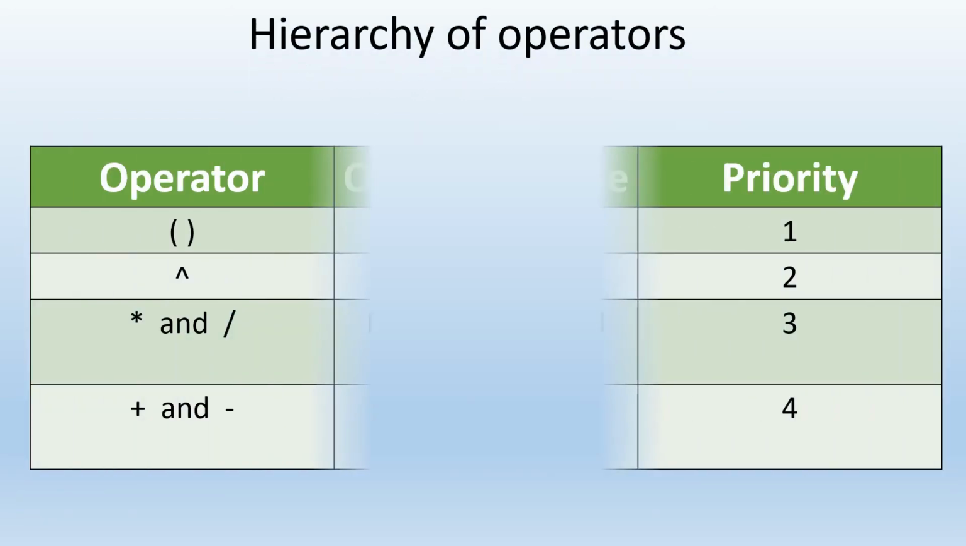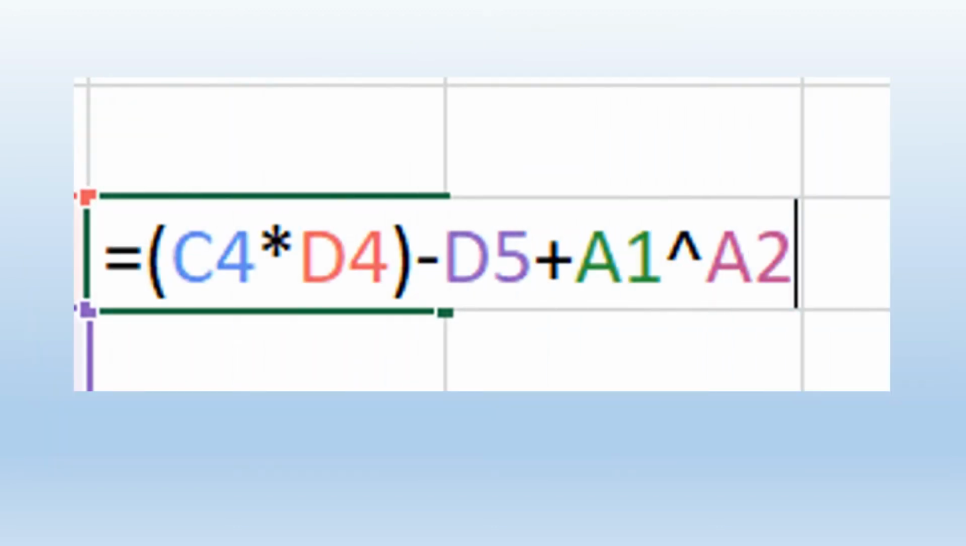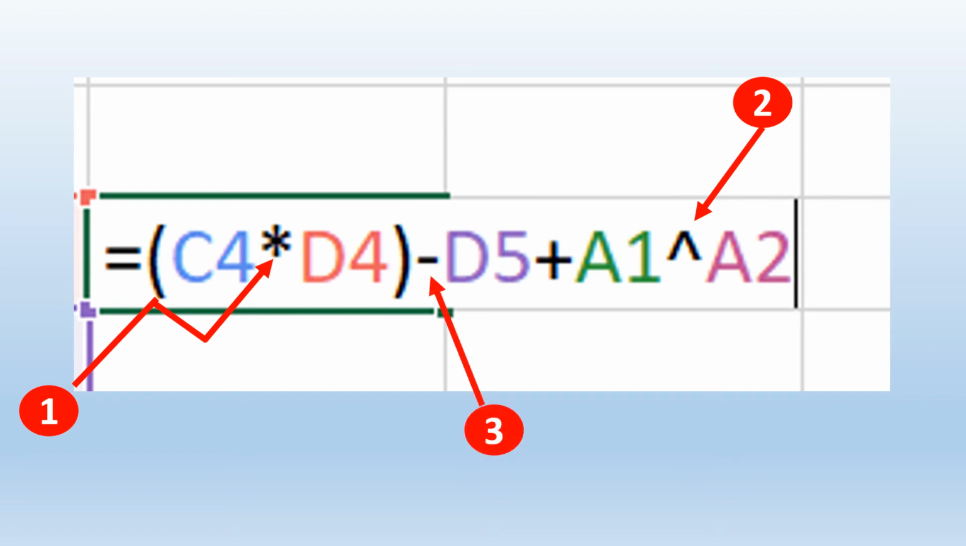Hierarchy of operators means what the priority is when all the operators are in one formula. This is the priority it gives. First it calculates the brackets, and then the exponent, and then the multiplication and division. After that only addition and subtraction. So if you take this, it calculates first this bracket with this multiplication sign, and then the exponent, and then the subtraction, and then the addition.